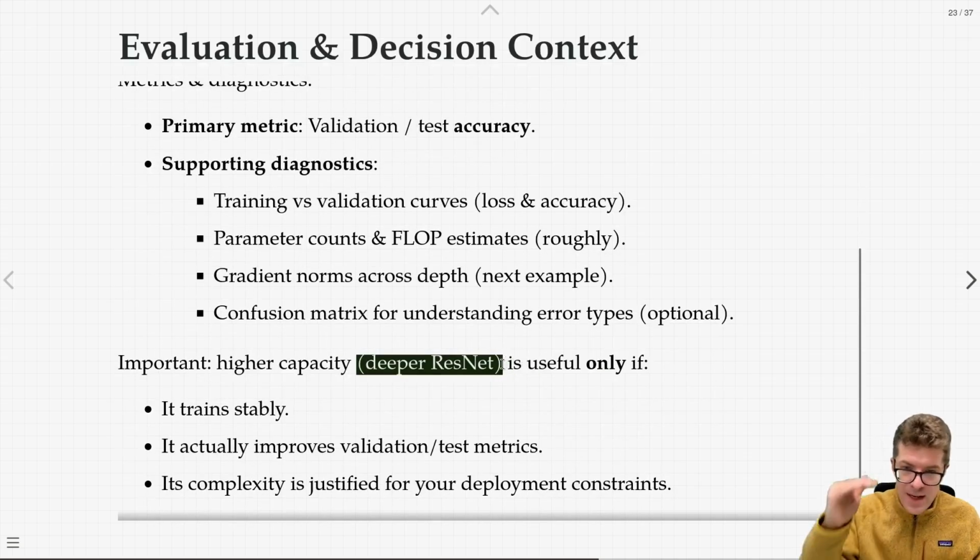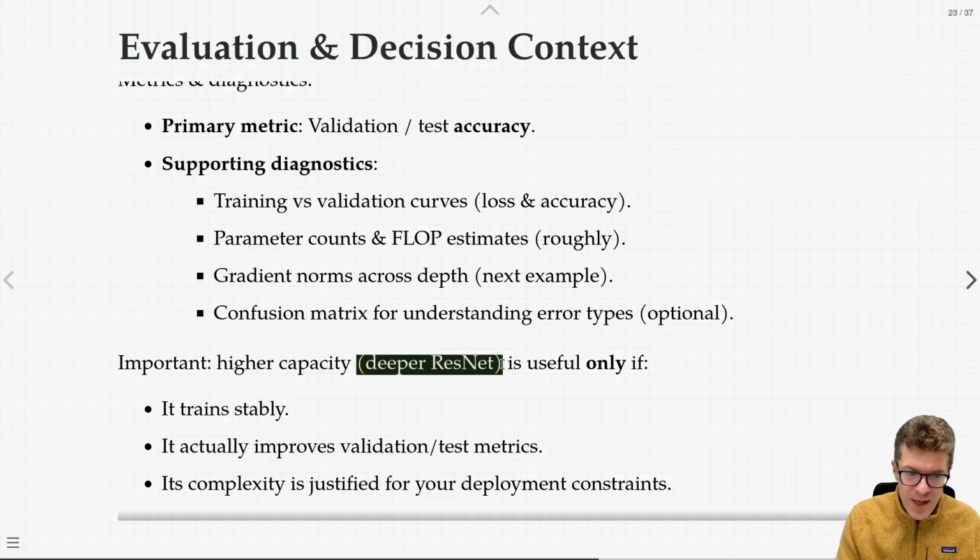ResNets, and especially deeper and deeper ResNets as you increase the capacity, will only be useful if they train stably, if they improve all of these metrics, and if the complexity is justified computationally. If you're in a company or deploying these models, and you keep multiplying the number of parameters, you're going to multiply your costs of running these models, and that's sometimes something you can't necessarily justify easily.